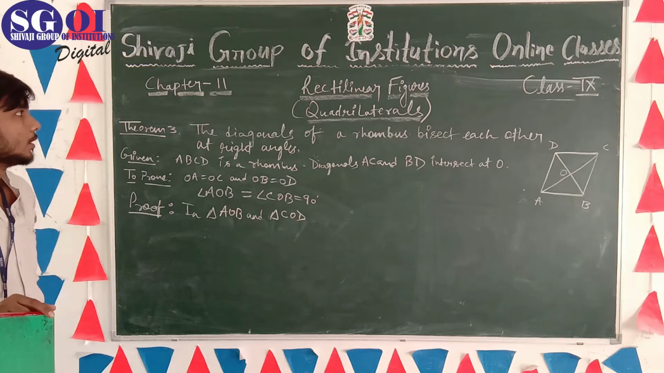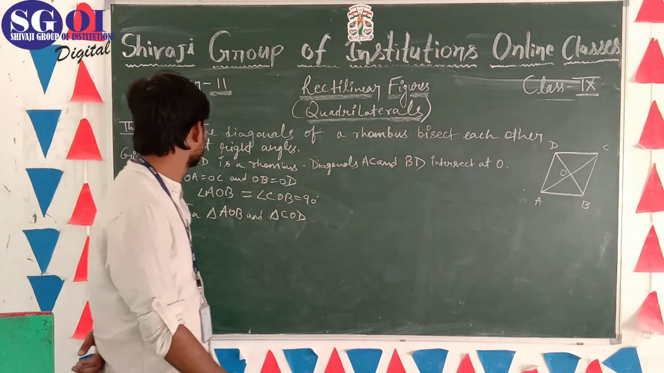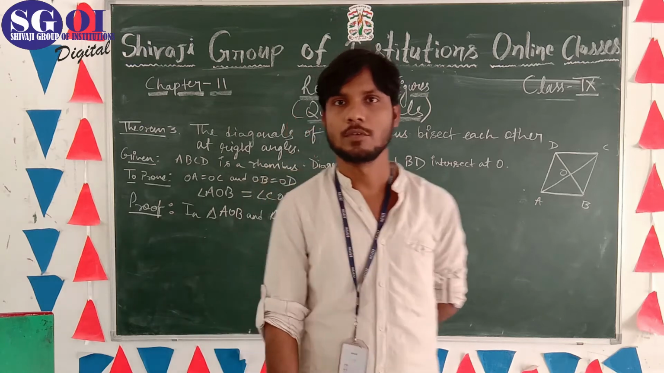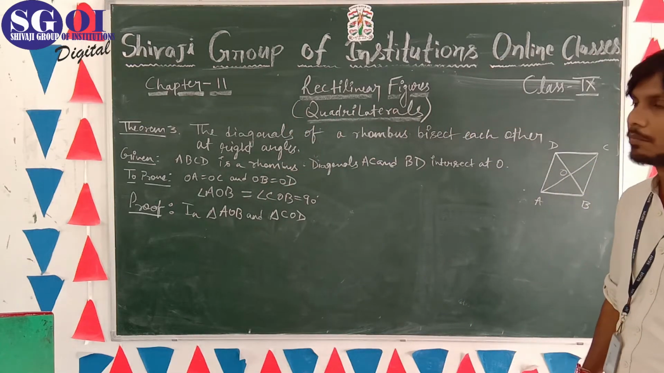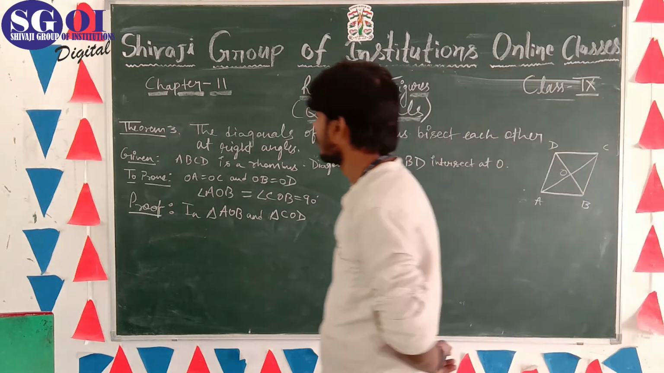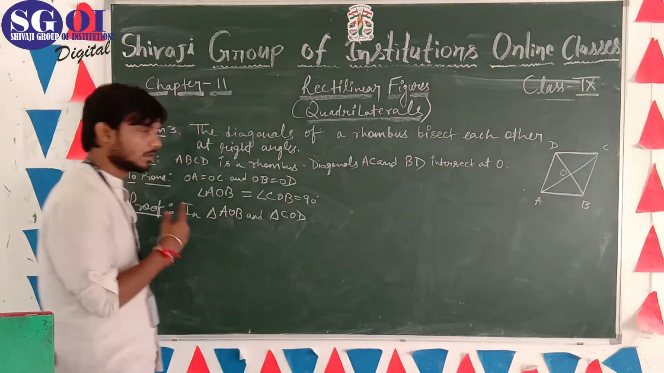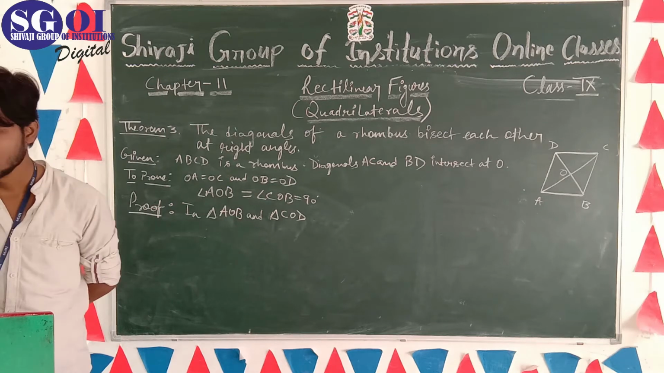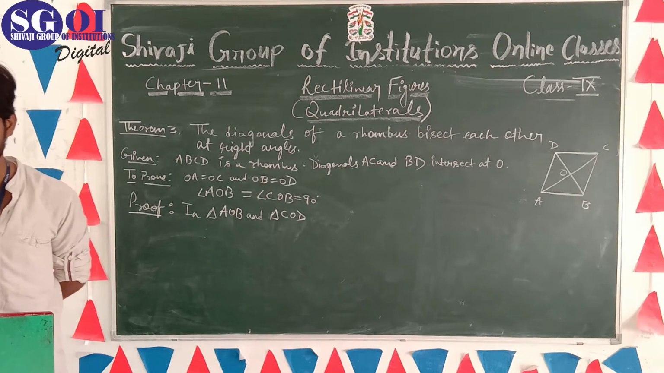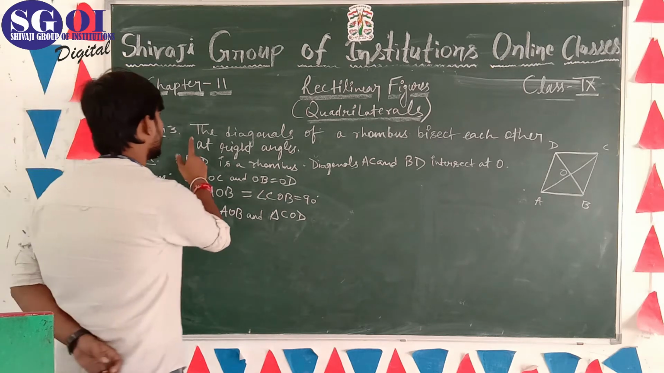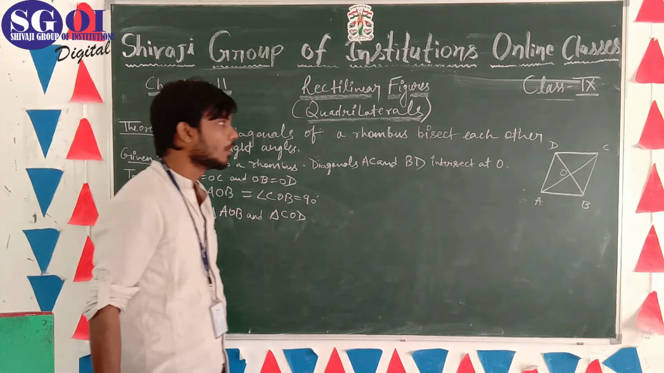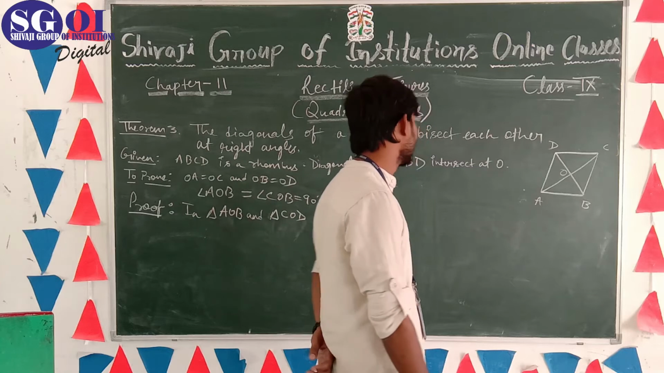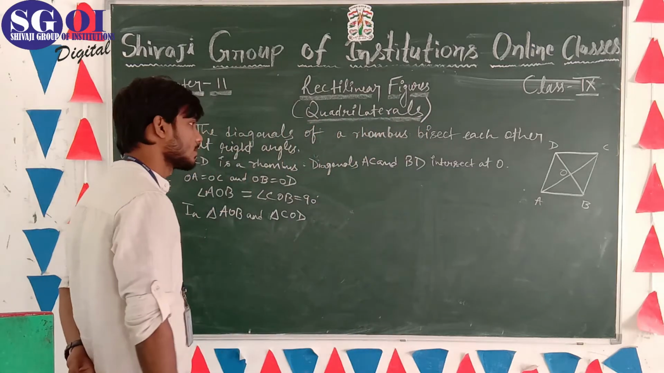The chapter is going on quadrilaterals. Two theorems I have told you already. Now I am going to tell you theorem number 3. The diagonals. This theorem in your book is theorem number 6. The theorem is: the diagonals of a rhombus bisect each other at right angles.